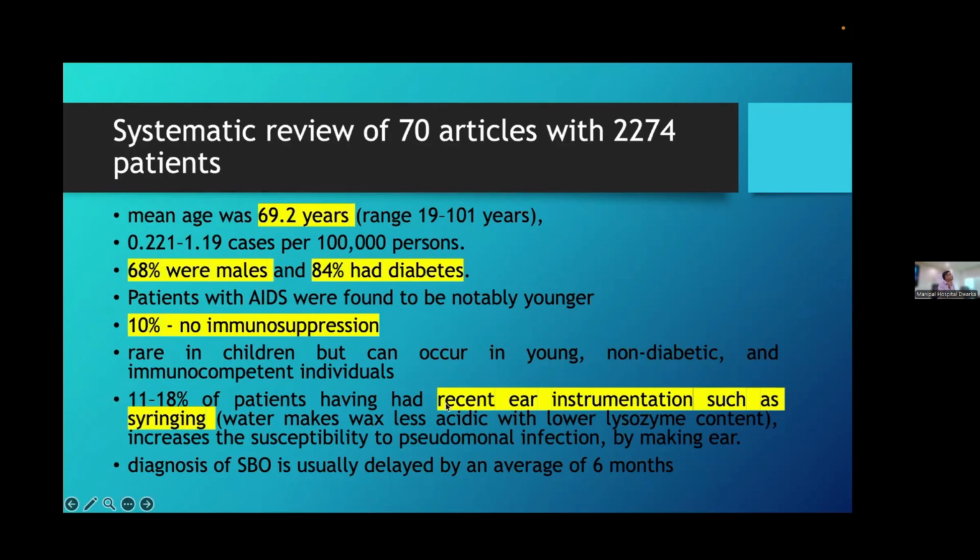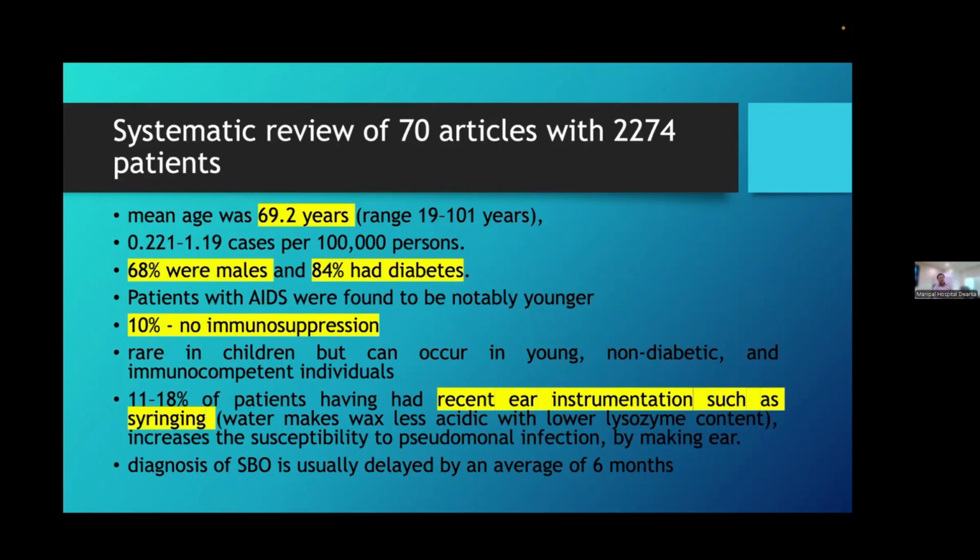Another important point which this paper highlighted is that 11 to 18% of the patients had recent ear instrumentation. These were all elderly patients who had gone to an ENT surgeon for wax removal, and the surgeon had done syringing, or some instrumentation using a probe. These patients developed necrotizing otitis externa later on, probably because the water makes the wax less acidic and lowers the lysozyme content of the external canal, making it susceptible to Pseudomonas. So one of the etiological factors is ear instrumentation and syringing, and this is an important finding of this systematic review.